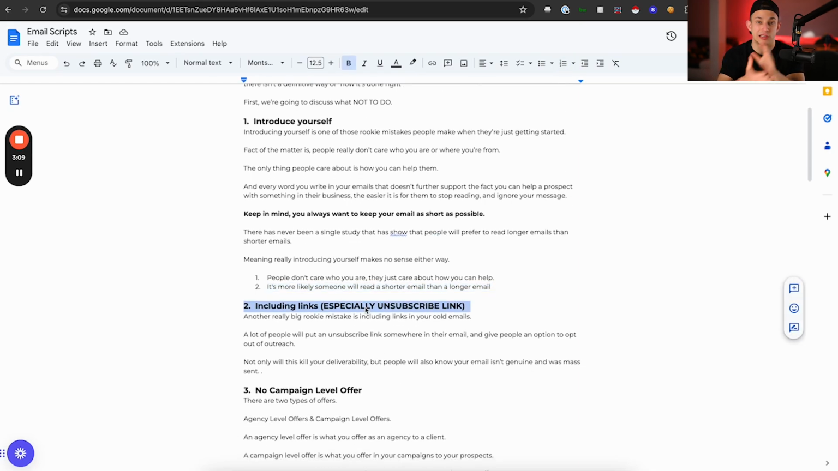Then the next thing, including links. Now, this is a really big one, specifically an unsubscribe link, right? This is the mistake that people make most of the time, right? It's common sense. A lot of people know that to do email marketing, you need to have an unsubscribe link, which is true in industries like e-commerce. You do have to have an unsubscribe link at the bottom of your email. But the fact of the matter is, if you put it in your email, you're going to completely kill your deliverability, and it's just not going to make sense.